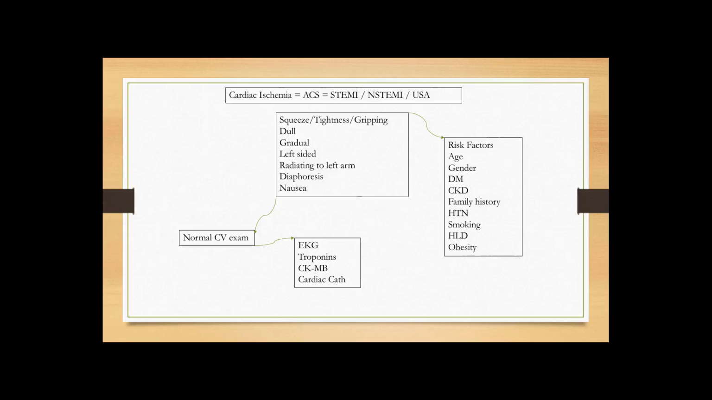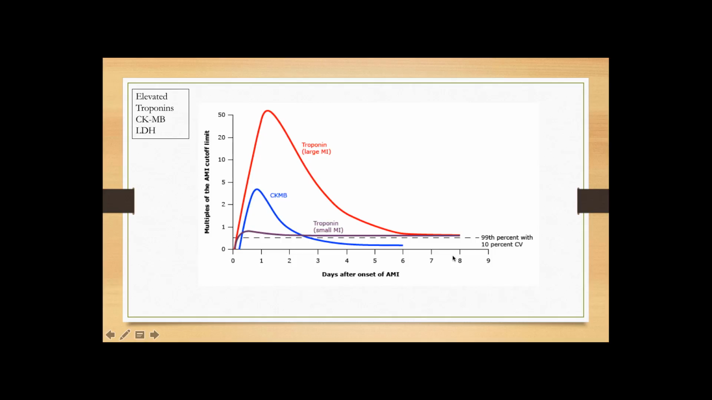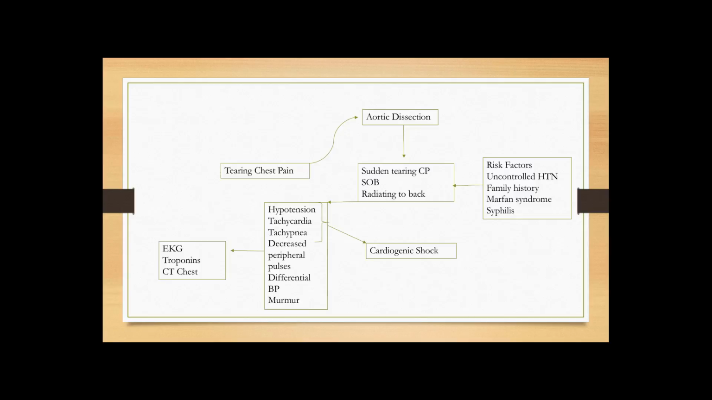And then this is just a copy of the slide from the previous topics. And then this is a slide showing a massive MI on EKG. The patient had a lot of cardiac decompensation, and ultimately resulted in cardiogenic shock and coma. And these are the enzymes to order. Again, just a quick review.